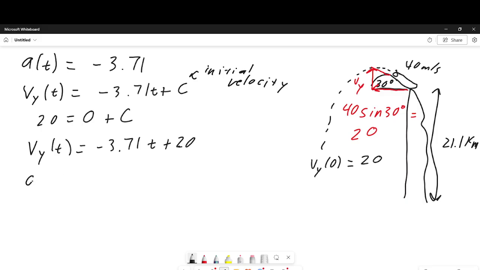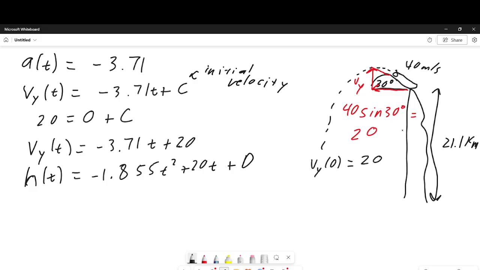And then let's find the height. The antiderivative of that would be height. This is vertical velocity, meaning change in height over change in time. So we do another antiderivative: 3.71 over 2 would be 1.855. And it's okay to use decimals for this one because we're talking about a physical application. Plus 20t plus d, a second constant.